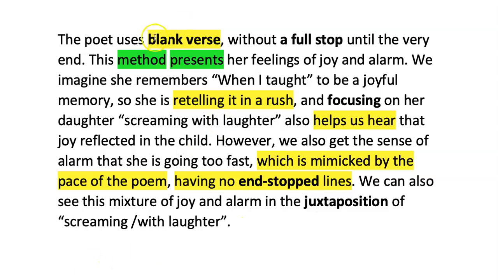Okay, now, blank verse is the form of the poem. End-stop lines, or lack of them, is how the poem is structured, and juxtaposition or contrast is also the structure of the poem. So immediately in my first paragraph, by banging on about the form, banging on about the structure, I've forced the examiner to try to give me top marks.